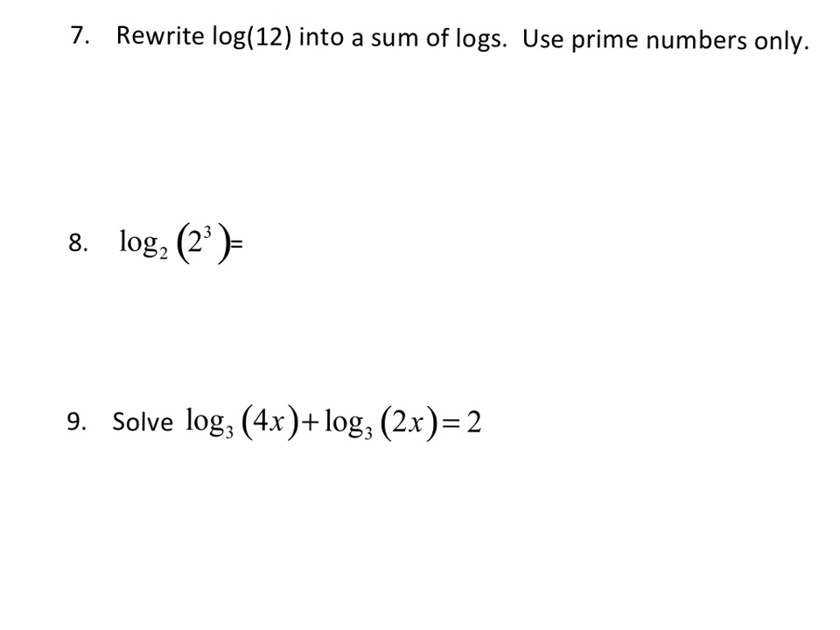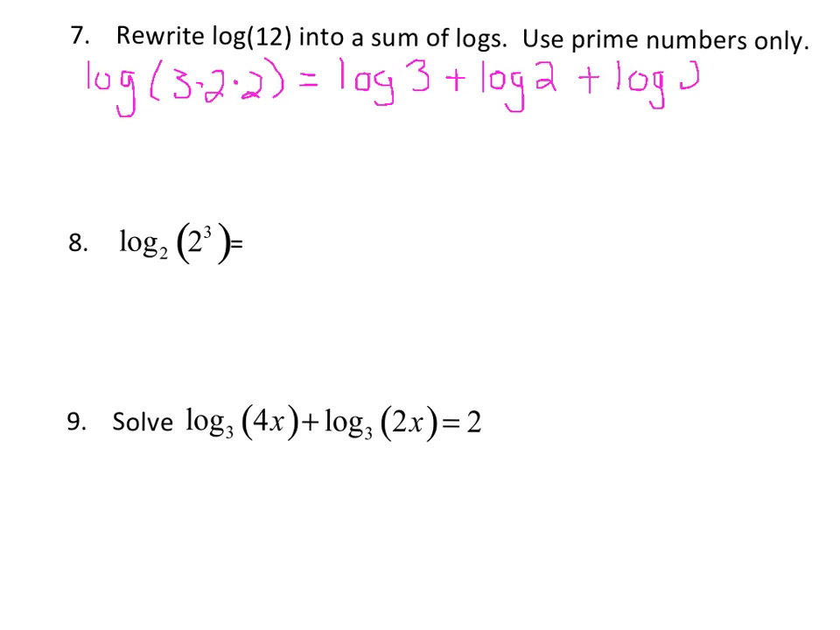So if I think about what the factors of 12 are, I know that 12 is the same as 3 times 4, but if I want to use only prime numbers, I can think about 12 as being 3 times 2 times 2. So now remember, with multiplication, we can break this up into a sum of logarithms. So this would give me the log of 3 plus the log of 2 plus the log of 2.